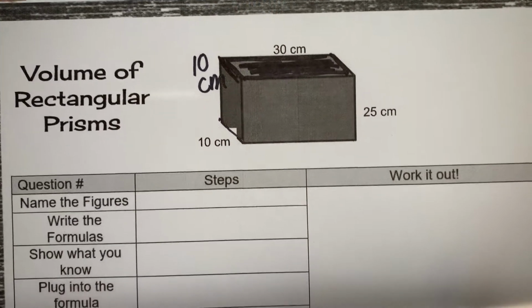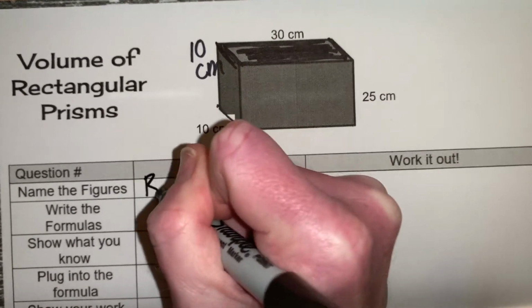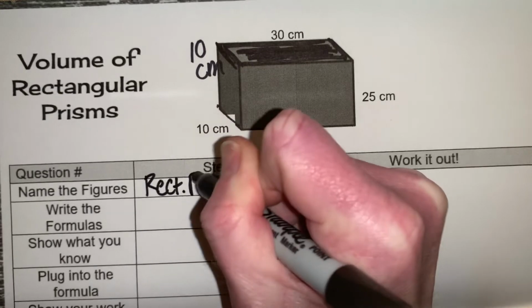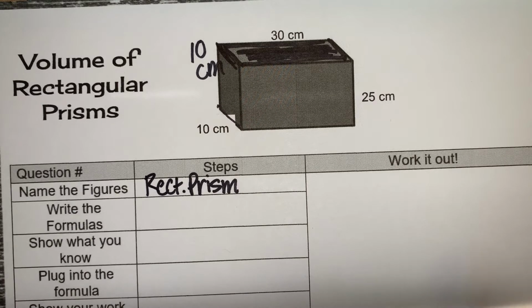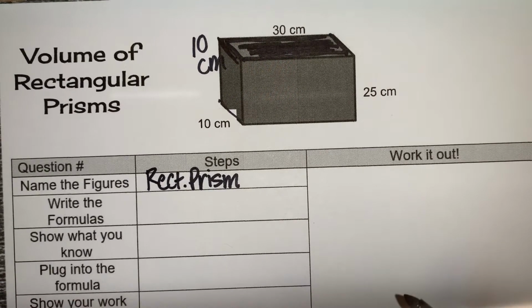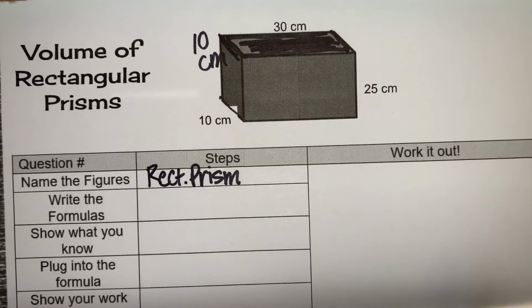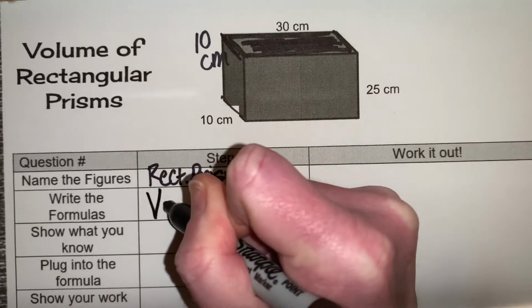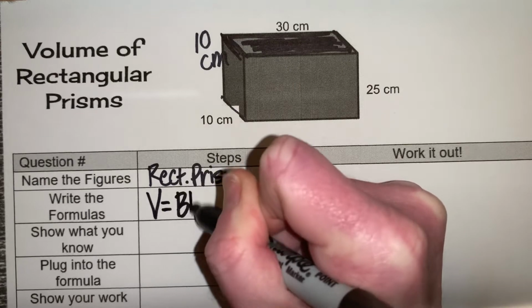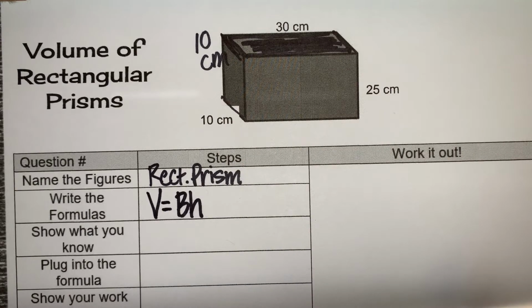The name of the figure is rectangular prism. And every shape that you're going to be doing is a rectangular prism, so you don't really need to put anything on name the figure because all of the figures are going to be the same. The formula for the volume of a rectangular prism: V equals capital B H. Remember, it's the same thing as what you've always done, length times width times height. We're just calling it capital B H now.